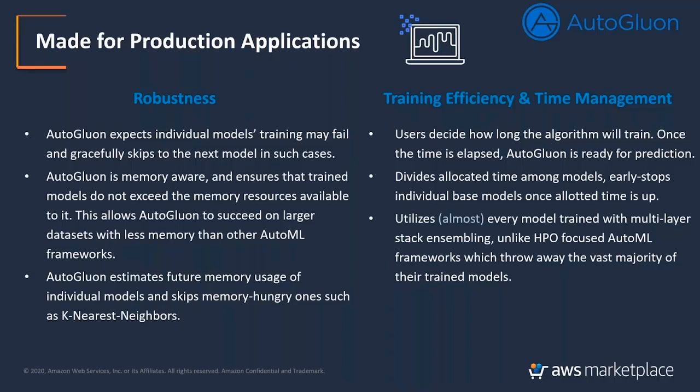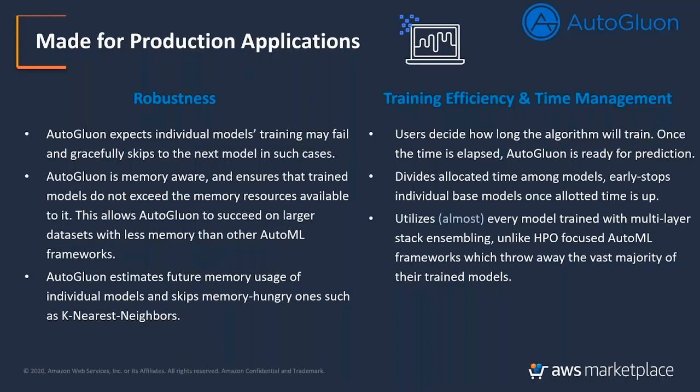And again, these things are covered in our paper in depth if you want to see exactly how often AutoGluon succeeds on these data sets in comparison to other frameworks. AutoGluon also estimates future memory usage of individual models and skips memory-hungry ones such as k-nearest neighbors if it's determined that there won't be enough system memory for the training.